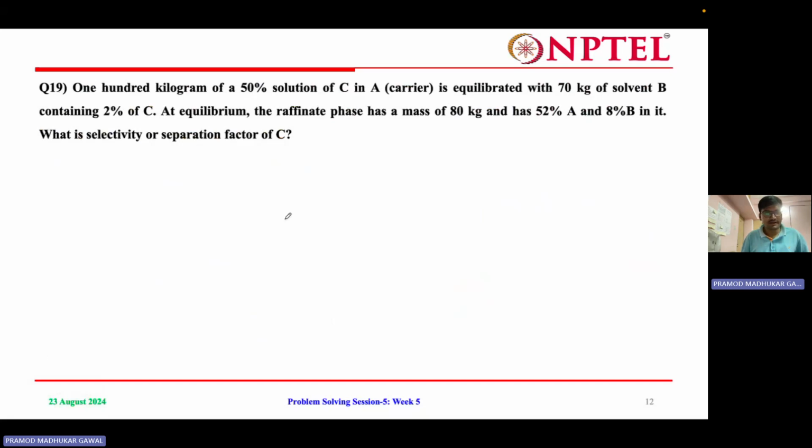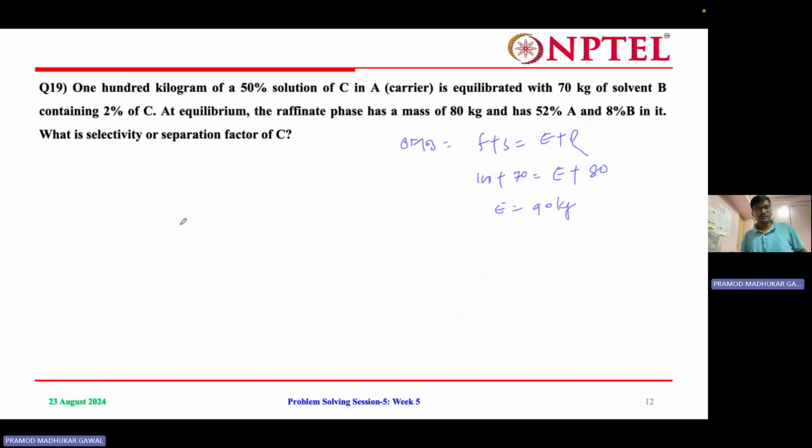So first do the material balance, overall material balance, OMB: F plus ES equal to E plus R, right? So F given 100 plus solvent quantity given 70 kg equals E plus R, R given 80, right? So E is 90 kg, right?